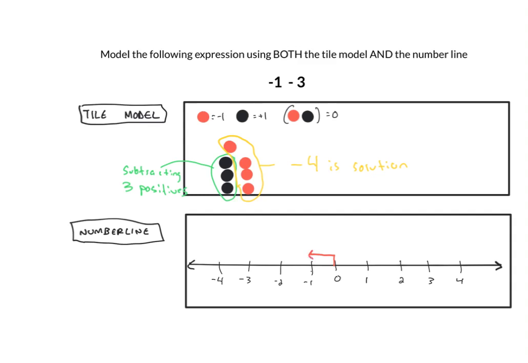Now this is telling me I am subtracting 3 positives. So subtracting positives is going to move me further along the negatives, right? So I start here and I go 1, 2, 3. I just subtracted 3 positives, and my answer is -4.